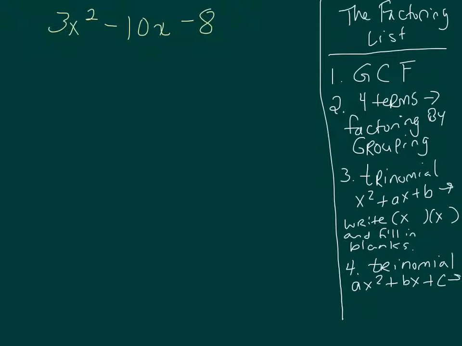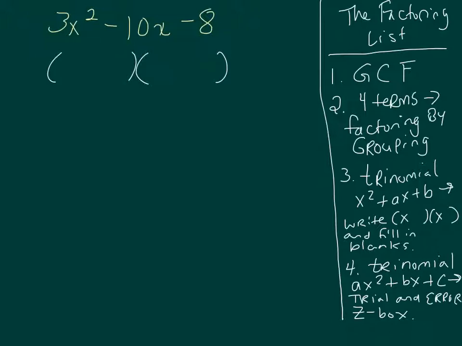And the way that we're going to factor this, we're going to call it trial and error, but we're going to use something called the z-box to help us. Okay, so trial and error and the z-box. So let's talk a little bit about what that is. All right, we know that a trinomial factors into 2 binomials.